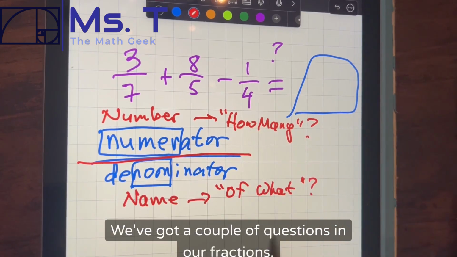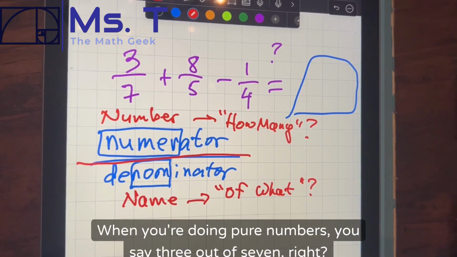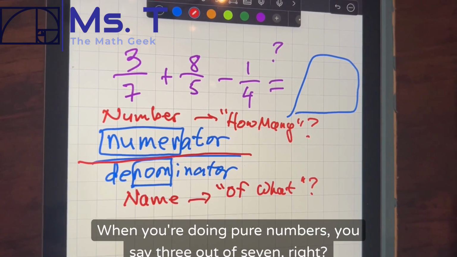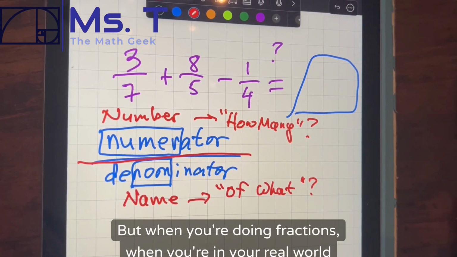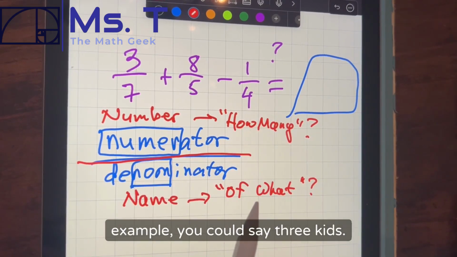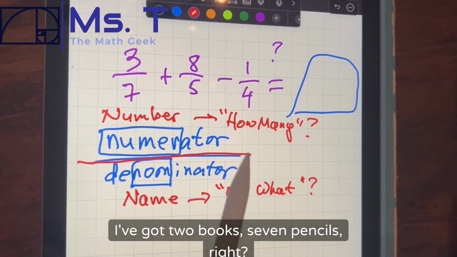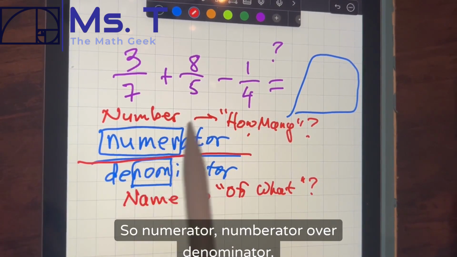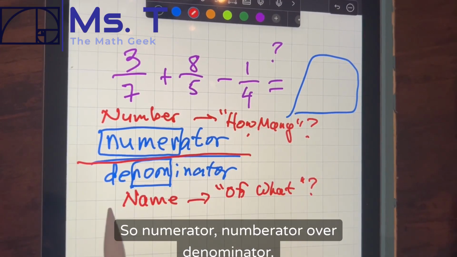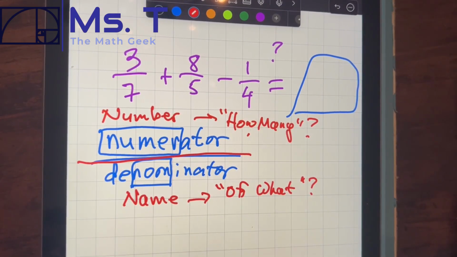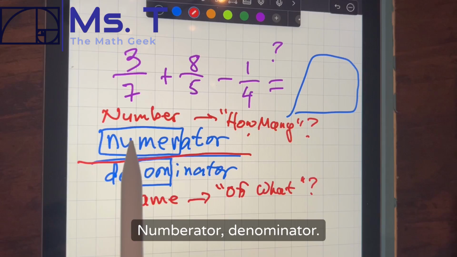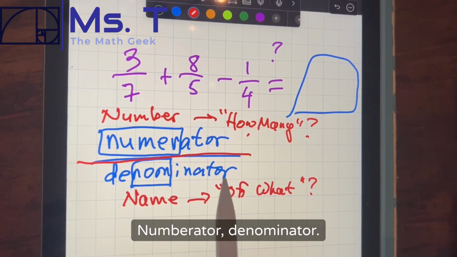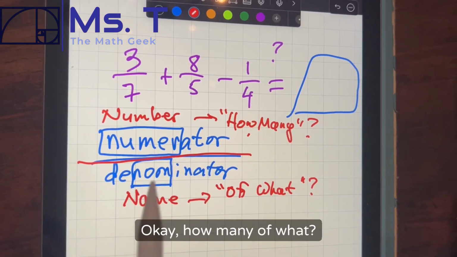We got a couple of questions in our fractions, okay? When you're doing pure numbers, you say 3 out of 7, right? But when you're doing fractions, in your real world example, you could say 3 kids. I've got 2 books, 7 pencils, right? So numerator over denominator. Numerator, denominator. Okay? How many of what?